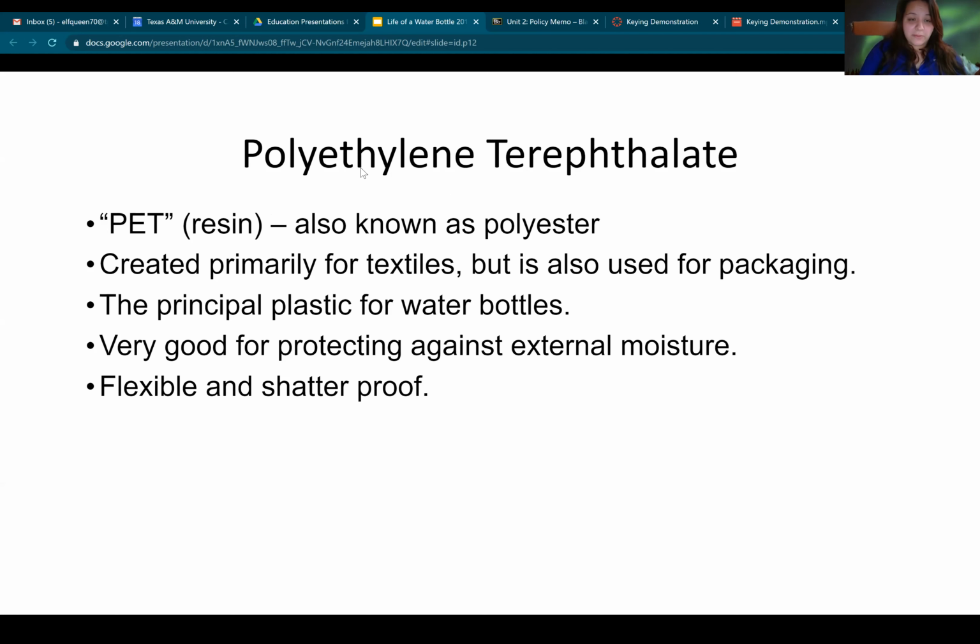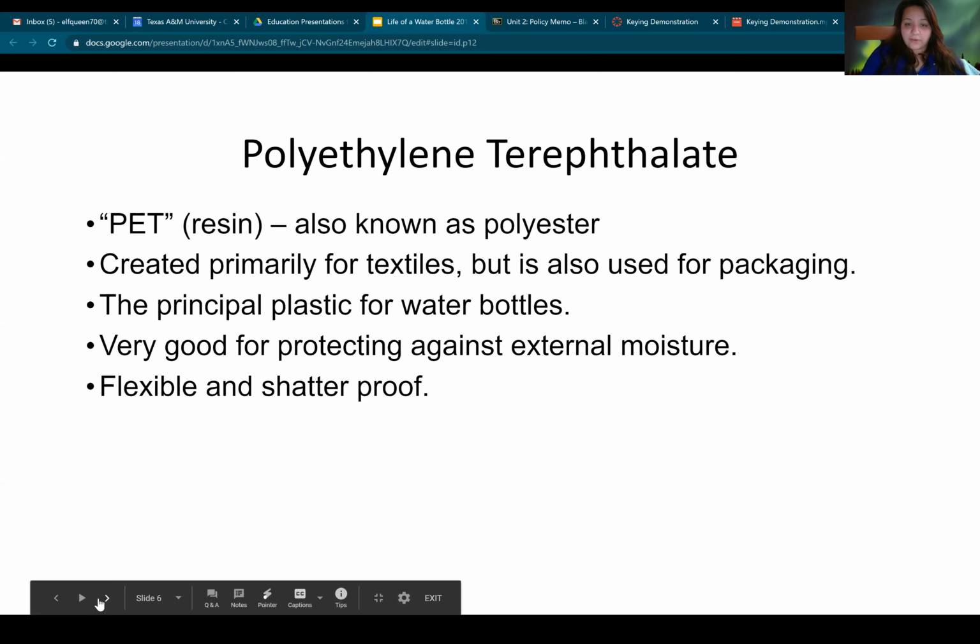The most common type of plastic that there is is polyethylene terephthalate. I'm pretty sure that's how that's pronounced, or PET. It's also known as polyester, and it's commonly used for textiles, but it's also used for packaging, and it's the principal plastic for water bottles. When they say textiles, they mean like clothing and stuff that's woven with plastic threads. And it's so desired because it's very good at protecting against moisture, resisting moisture, and it is both flexible and shatterproof, making it very versatile.